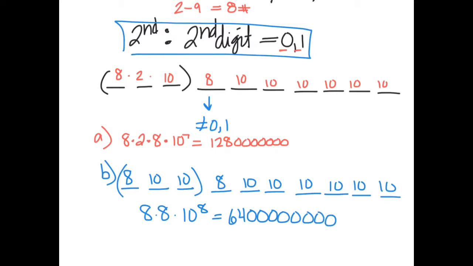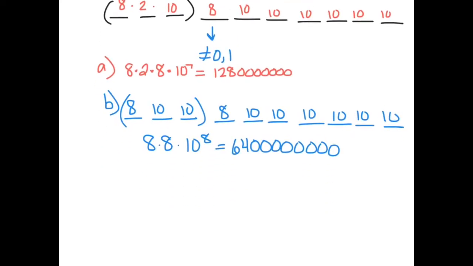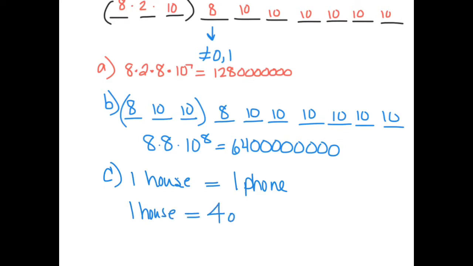So question C says, why do you think this is true? Why do you think they changed that second rule? Why do you think it was necessary to make the change? Well, they probably changed this rule because it used to be that not everyone had a phone, right? One house essentially equaled one phone. But now everyone has cell phones, right? So one house could actually have 4 or 5 phone numbers attached to it. So they had to change the rule to accommodate all of the phones.